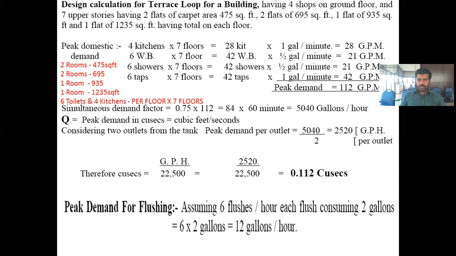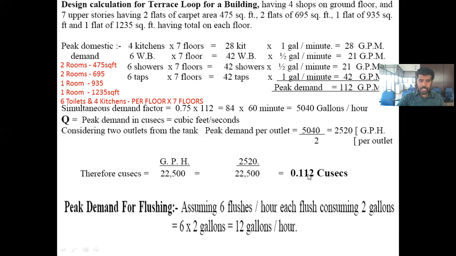Okay. Now, another important thing, so you got the domestic. So we are focusing on domestic only. We have flushing also, that is also coming. So here we have domestic only. Okay. So in this domestic, from one outlet, we got 0.112 cubic seconds.